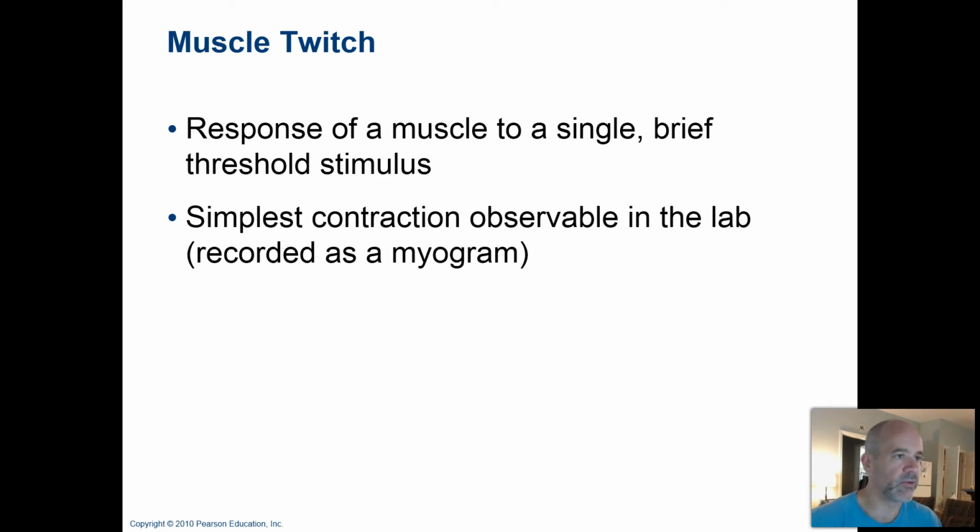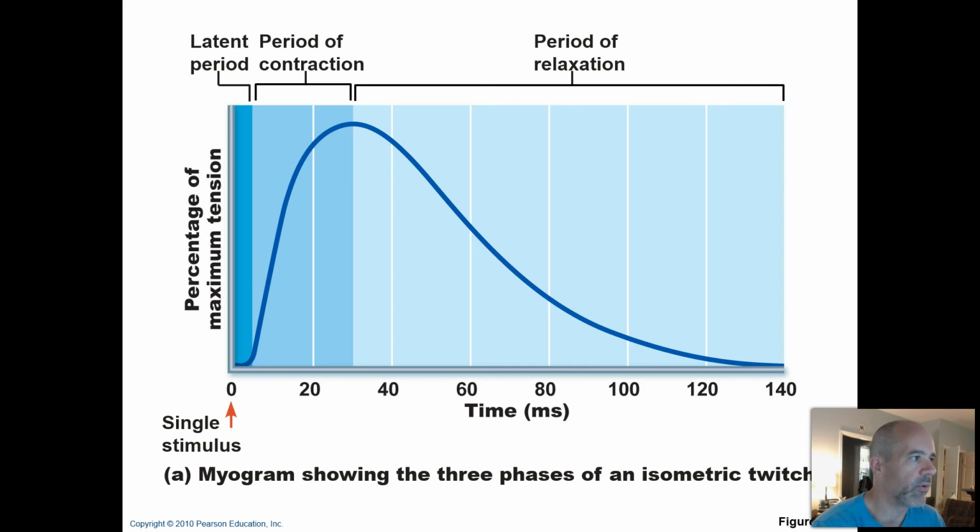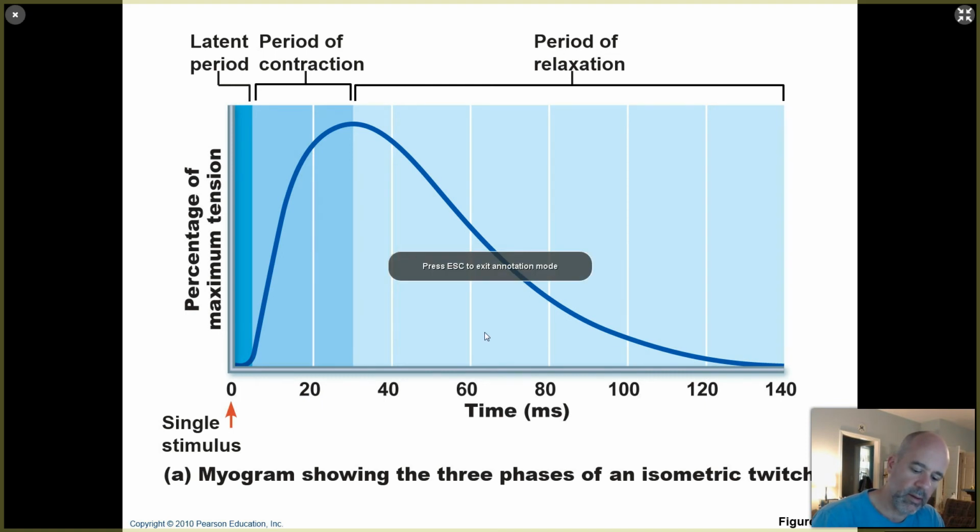This is the simplest contraction that you would be able to observe, and the force of the contraction can actually be measured graphically. This is called a myogram, where you're actually measuring and recording the force of a muscle contraction. So that's what you're seeing here on the screen. This is called a myogram.